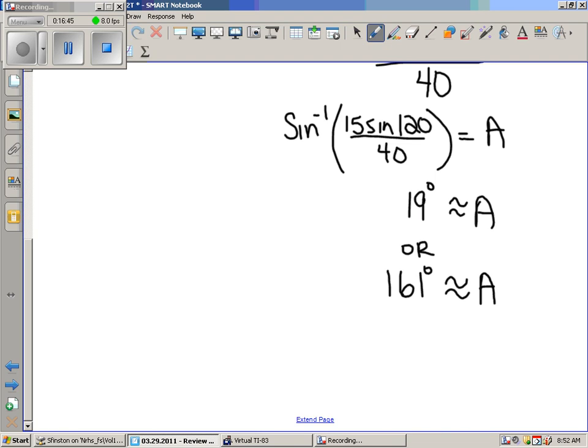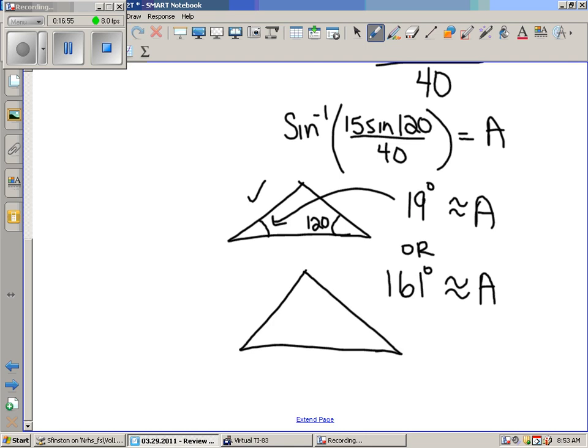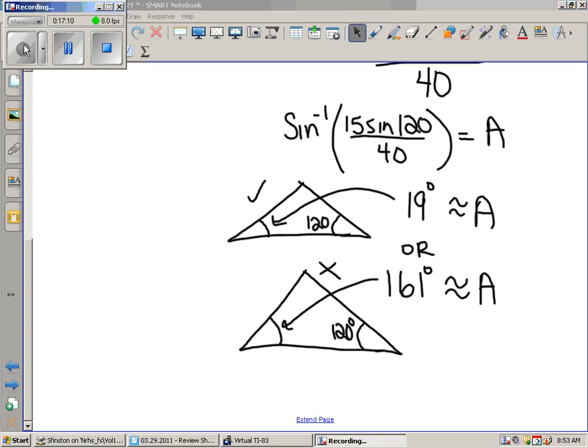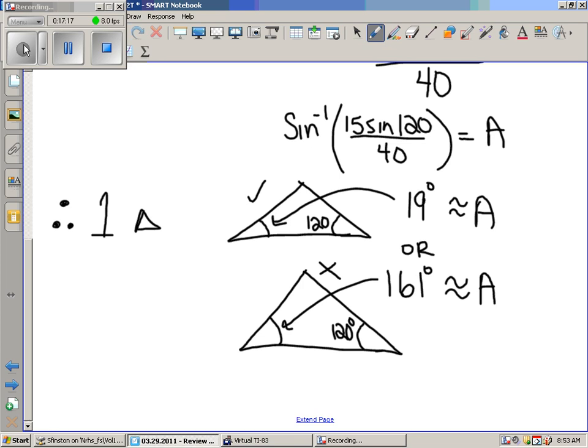And so, do they both fit? Of course not, because you already got one angle at 120, right? The 19 fits in there. Good job, buddy. Way to go. But if this is 120, there's no way you're going to fit 161. Nope, nope, nope. Rejected. And therefore, everybody knows what this symbol means in math? Therefore, one triangle possible.